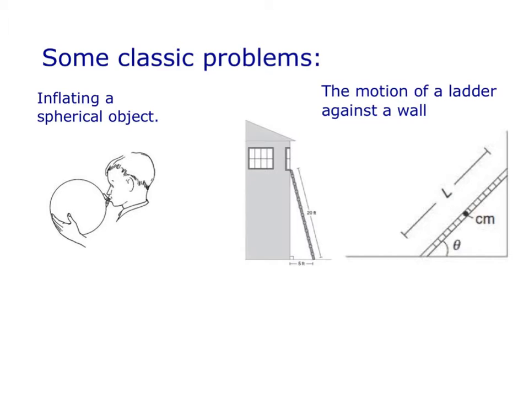So for instance, inflating a spherical object. You can see somebody blowing up a balloon or a ball. And also this motion of a ladder against a wall, right? You could say that the ladder was moving this way, and then this is moving this way as well. So moving down the wall, moving away from the wall, towards the wall, you know, of course there's going to be a limit as to how far you can do that.